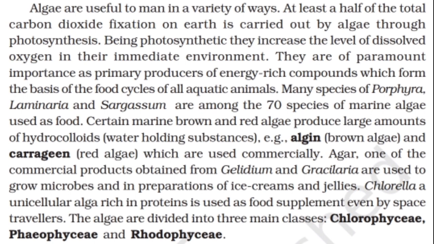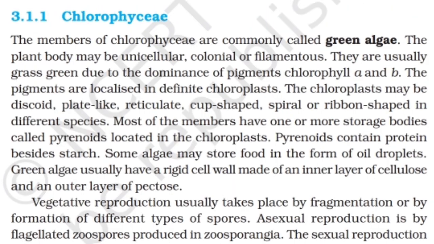Agar, one of the commercial products obtained from Gelidium and Gracilaria, is used to grow microbes and in the preparation of ice creams and jellies. Chlorella, a unicellular alga rich in proteins, is used as a food supplement even by space travelers.